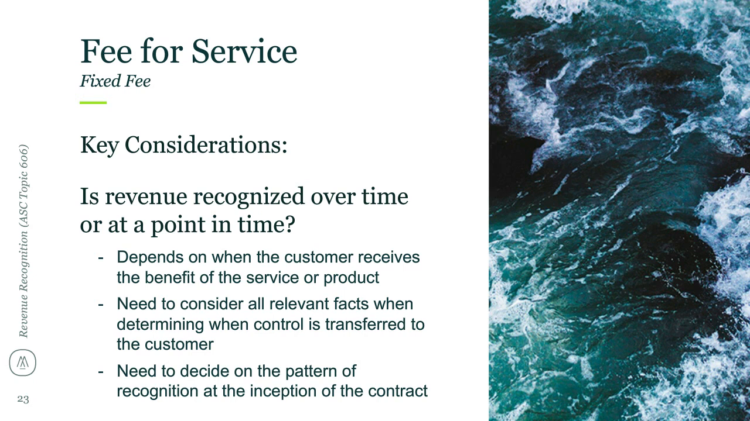And the third criteria is the company's performance does not create an asset with an alternative use to the company, and the company has a right to payment for performance completed. This last criteria was designed to help companies assess control in situations where applying the first two criteria are challenged.